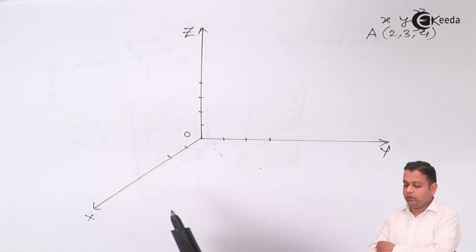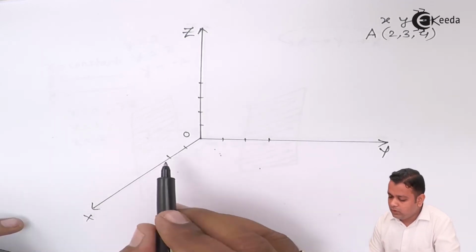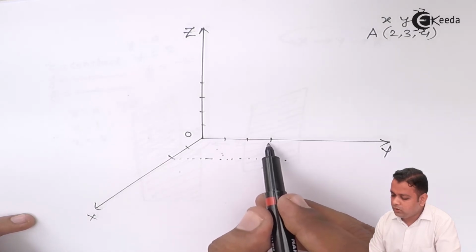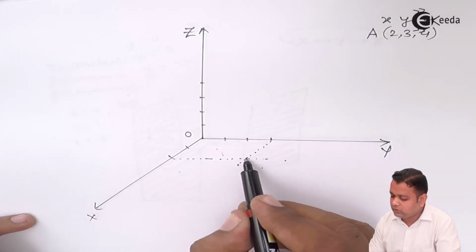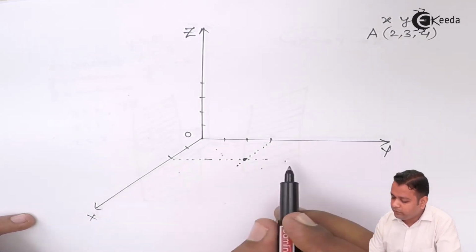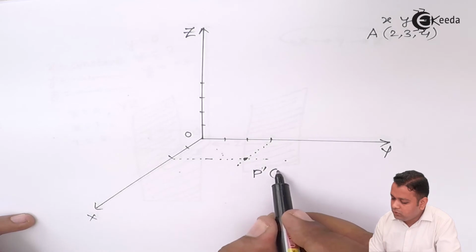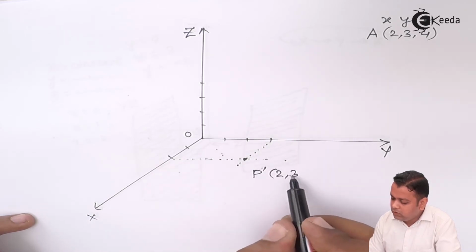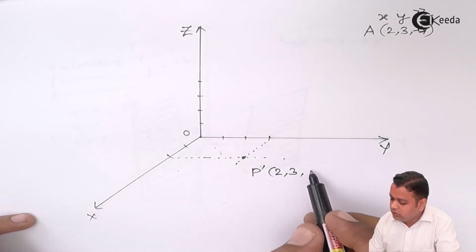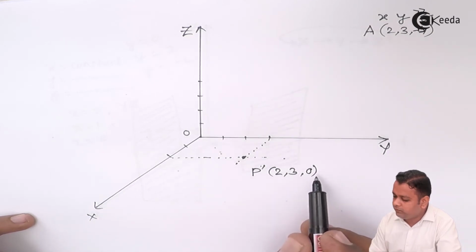From x is equal to 2, we will draw a line parallel to the y-axis. From y is equal to 3, we will draw a line parallel to the x-axis. This is the intersection point. This point lies in the xy plane, and I can represent it as P dash. It has x coordinate 2 units, y coordinate 3 units, and as it lies in the xy plane, it means z is equal to 0. So P dash has coordinates 2, 3, 0.